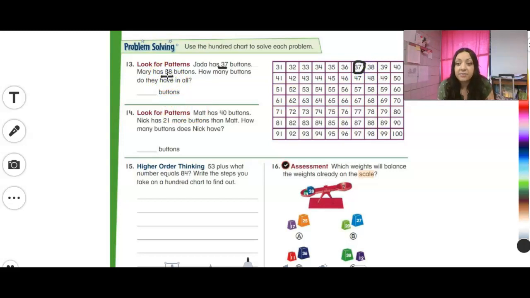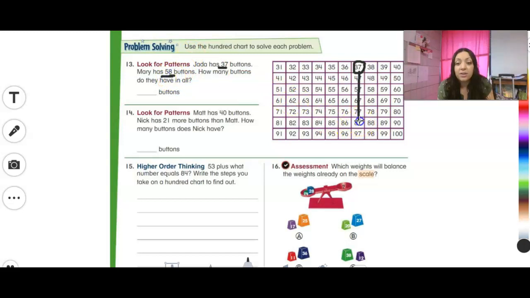So how many tens is in 58? 5. Very good. So I'm going to go down 5 times. 1, 2, 3, 4, 5. I landed at 87. I still have to go over 8 because 8 ones.